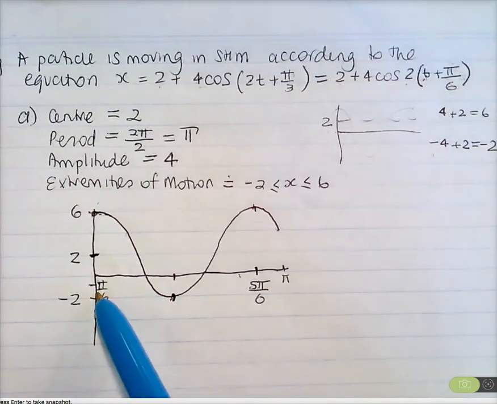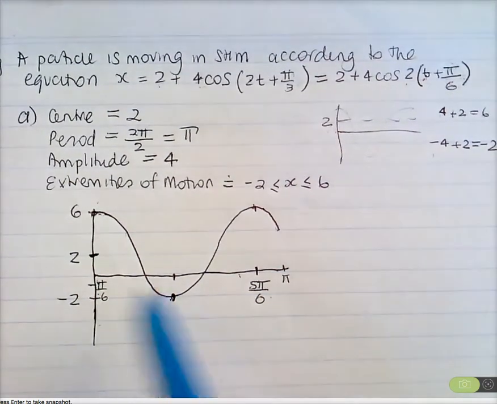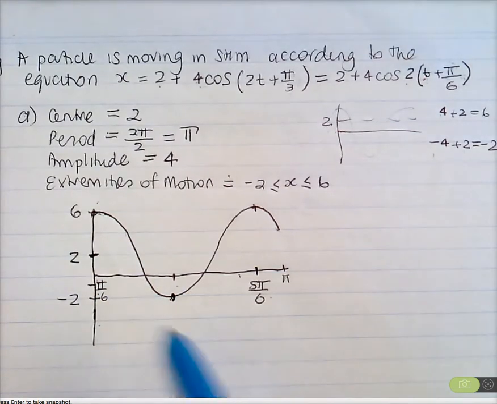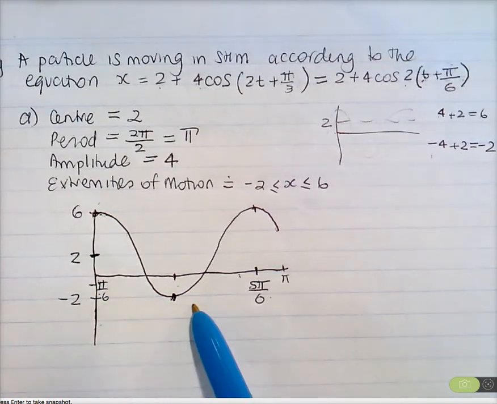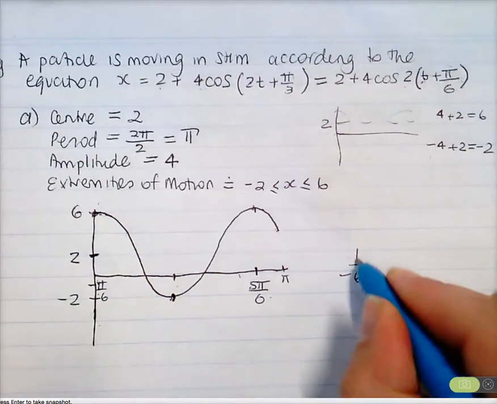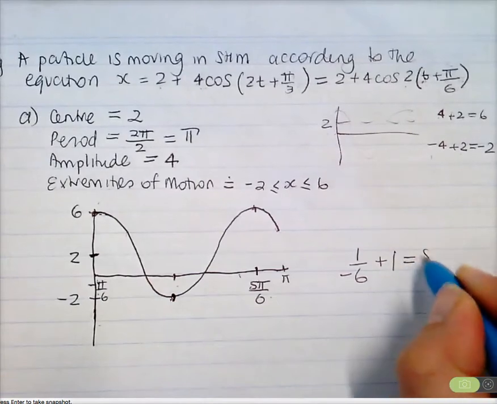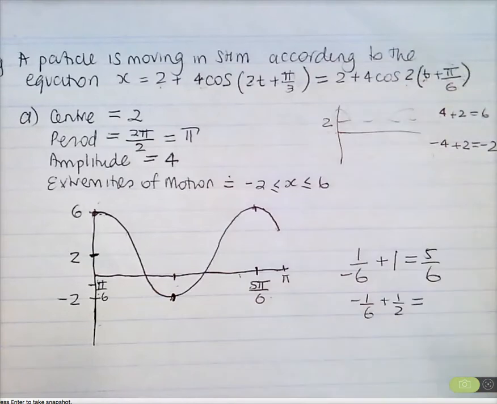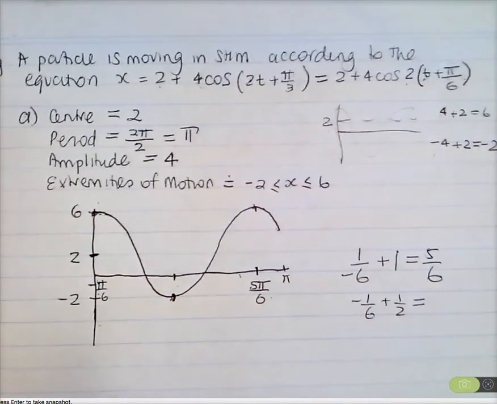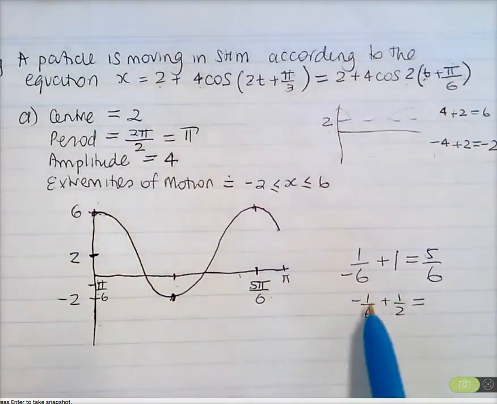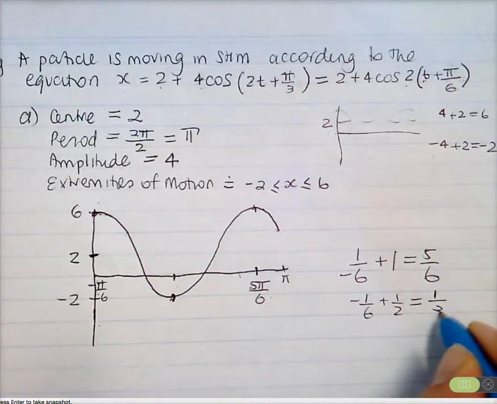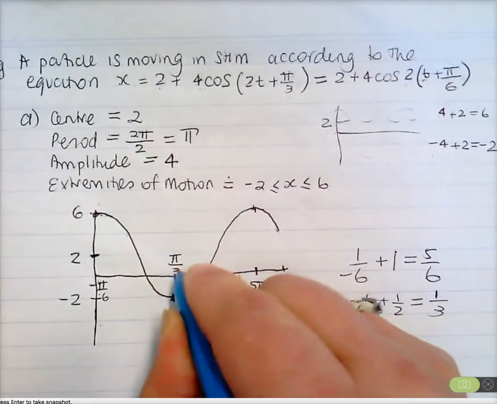What's halfway between negative 1/6? Well, isn't it pi on 2? Isn't it negative 1/6 plus a half will be where that is? So negative 1/6 plus 1 gave me the 5/6 there. Negative 1/6 plus a half will give me the halfway mark because the period is 1 pi. Negative 1/6 plus a half, isn't that a third? So this position is pi on 3.